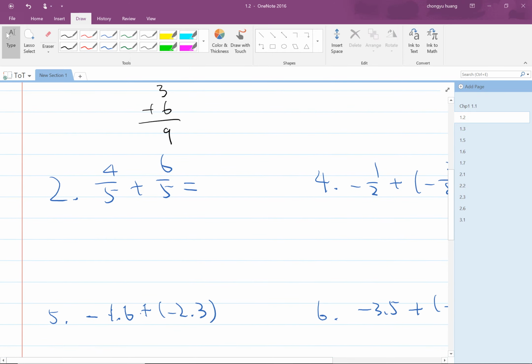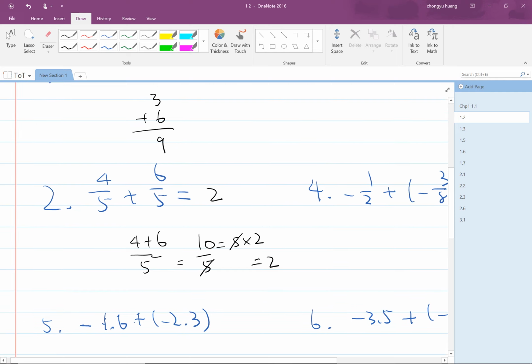Second one, what we can see over here is that they all have 5 as the denominator. So what you want to do is just add up the numbers at the top, right? Everyone knows 4 plus 6 is equal to 10, right? But it is not complete yet, so we have to simplify it. Here we know that 10 is equal to 5 multiplied by 2. So we just cancel those 5s and then we get the number 2. So 2 is the answer, right?